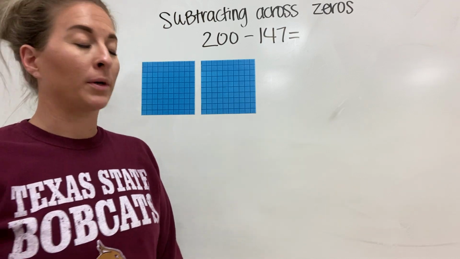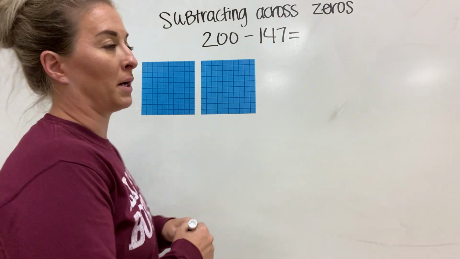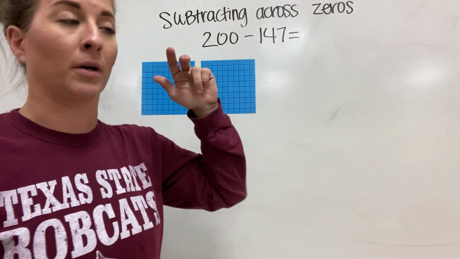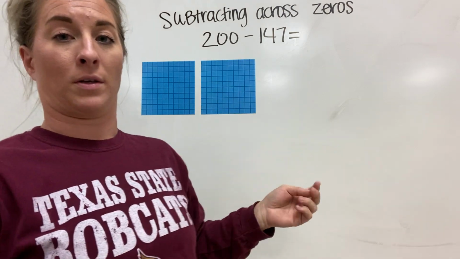Hey guys, today we're working on subtracting across zeros, and what that's referring to is whenever your minuend, which is your top number, has zeros across the end of it, we call that subtracting across zeros.